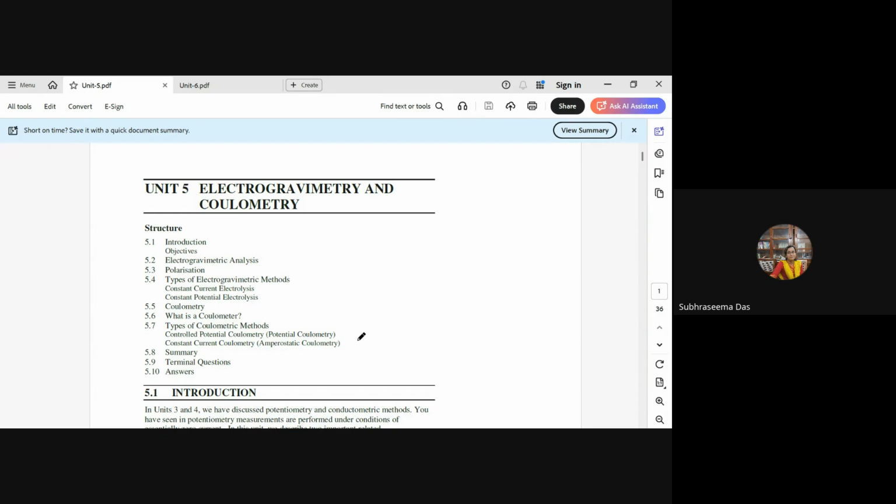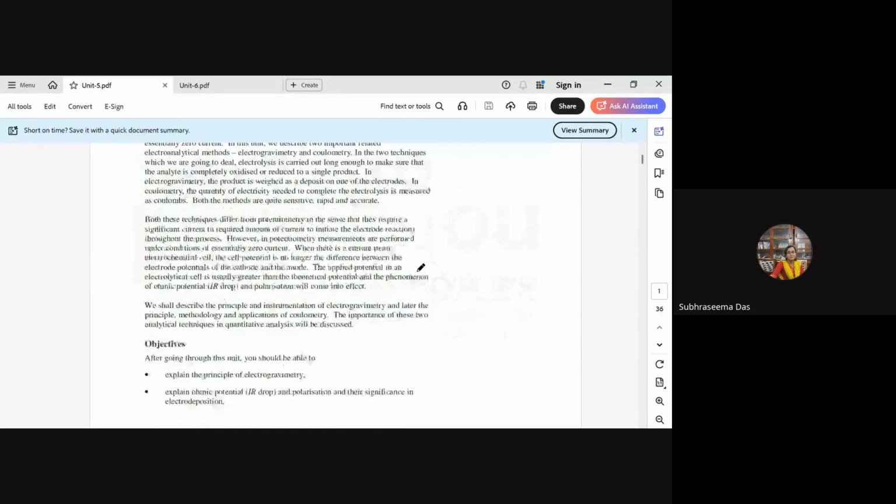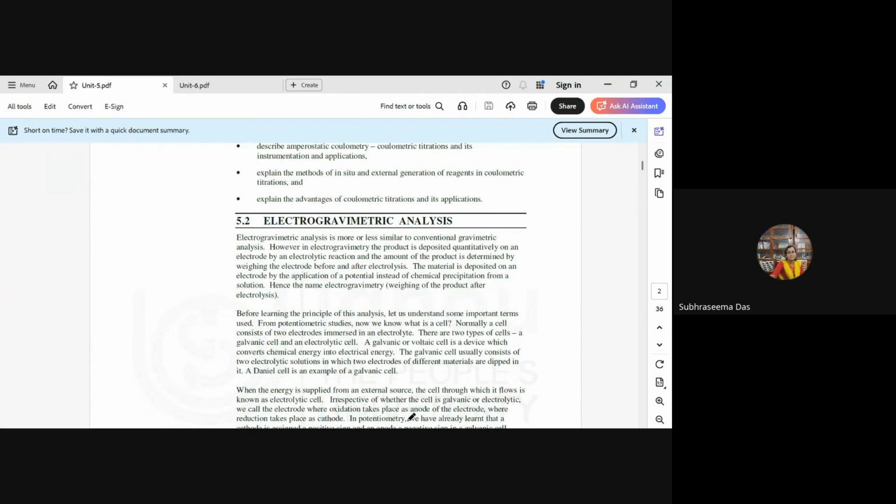So first we'll start with the introduction to electrogravimetry. What do you mean by electrogravimetry? This word is a combination of two words. One is electrochemistry and the second is gravimetric. Whenever we talk of gravimetry, it means that we are dealing with the weight of the substance.